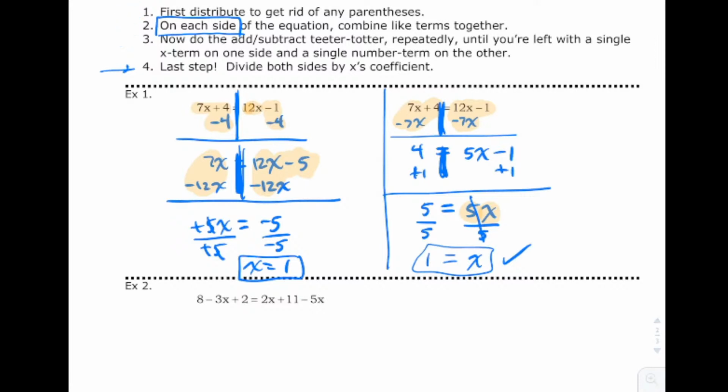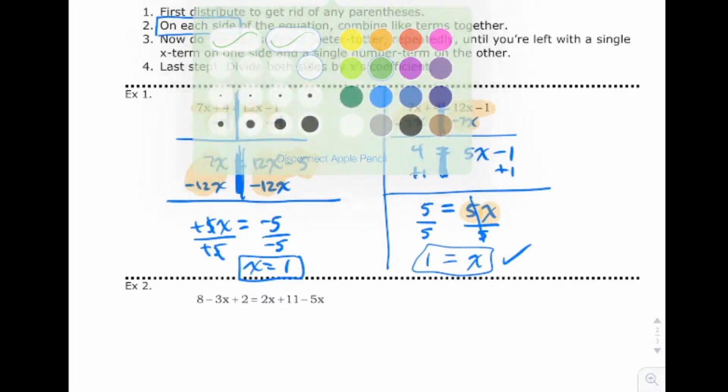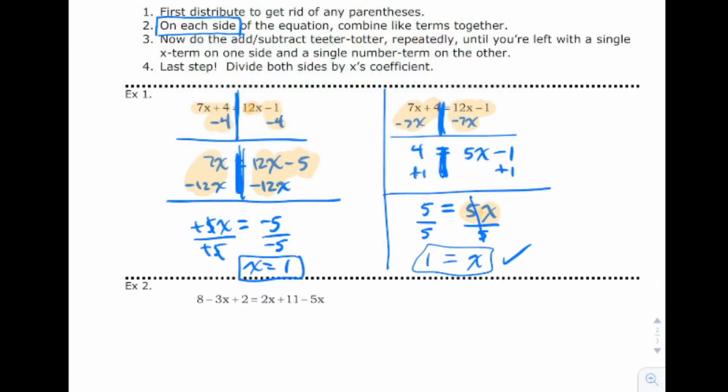All right. Let's try this one now. New color. Okay. Oh, this one's bigger.